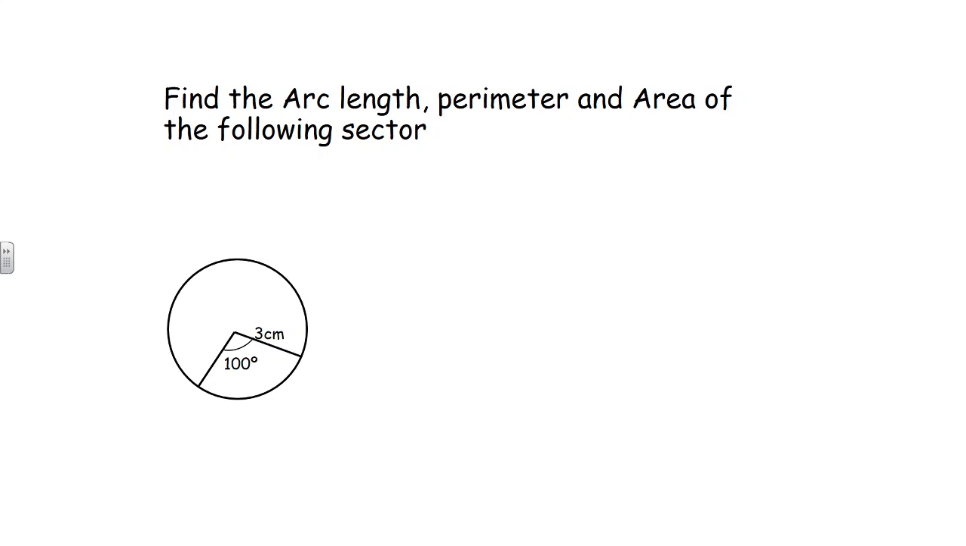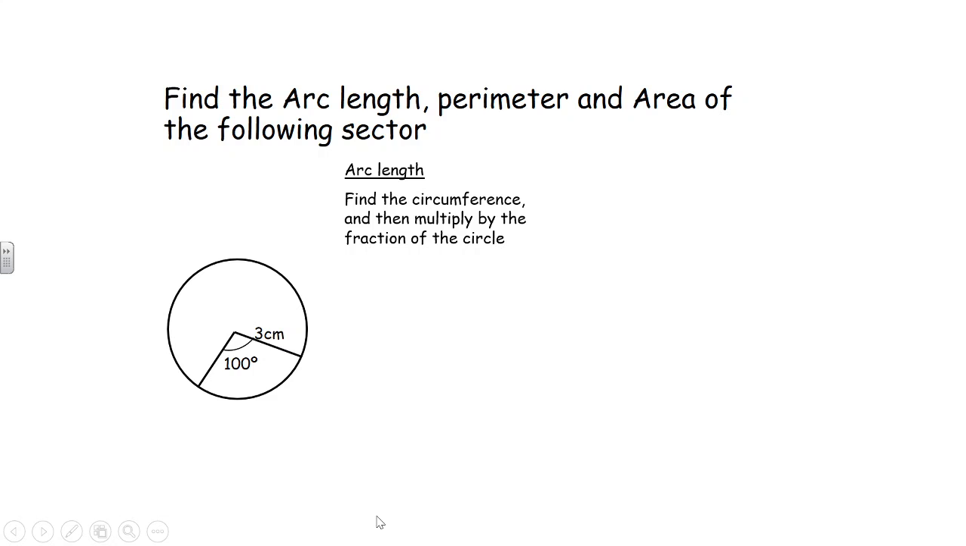Okay, one for us to do again all together, but I'd like you to make sure you're doing it along with me, please. So first of all, we're going to have a go at finding just the arc length. So that is the distance from here around the edge of the circle to just here, so just the curvy part of the sector. So because it's part of your circumference, you start with your circumference formula, and then you multiply it by the fraction of the circle.